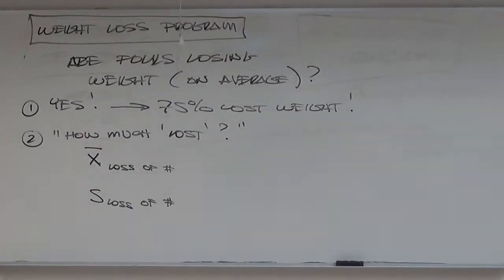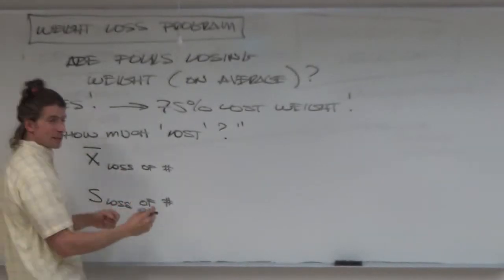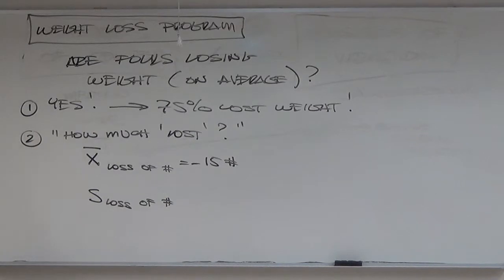On average, what do we lose? 14.7 pounds. Loss, negative 14.7. If that's okay, I'll call that negative 15 pounds. Done! Study over. You're going to lose weight.